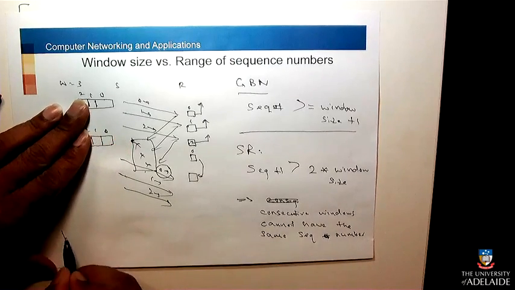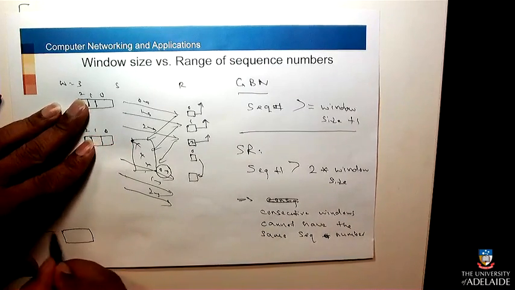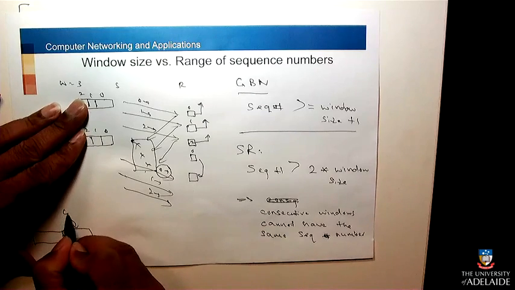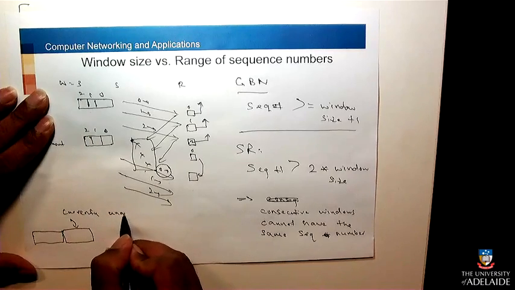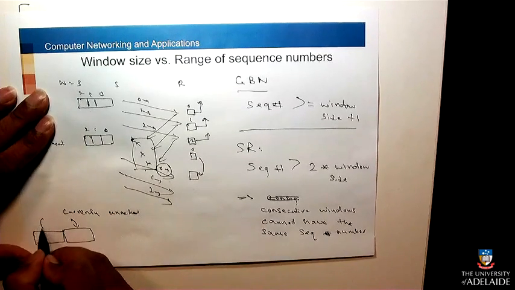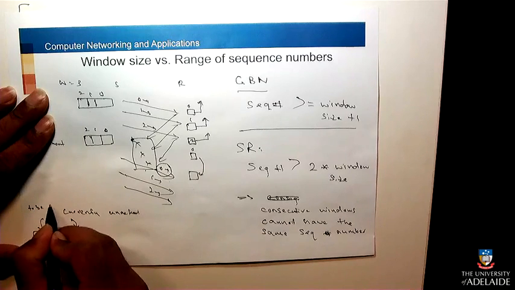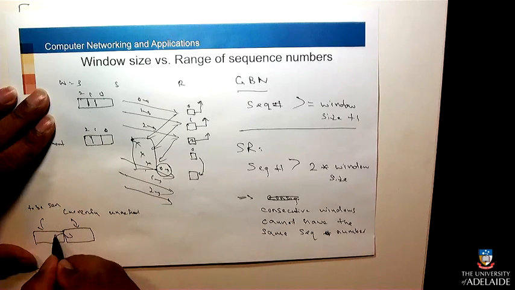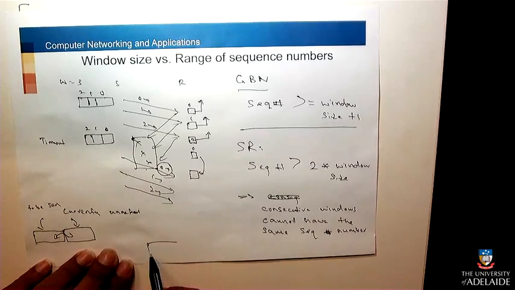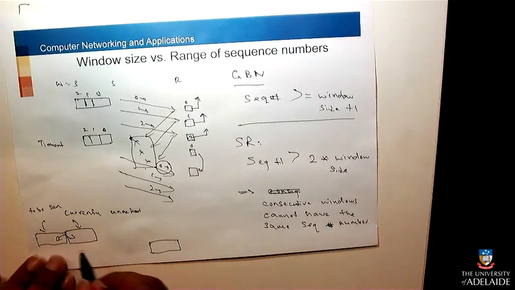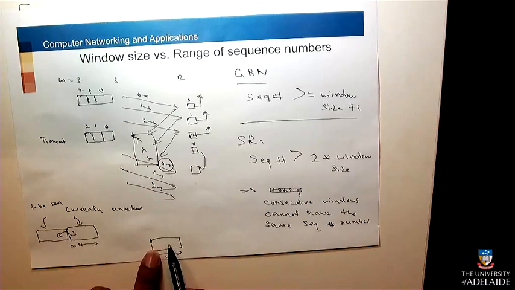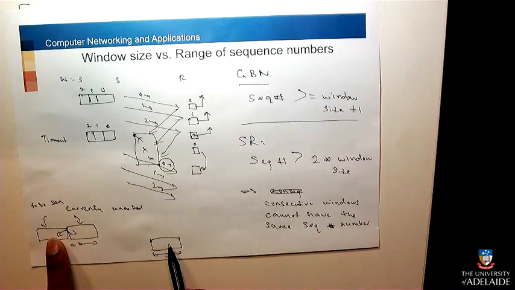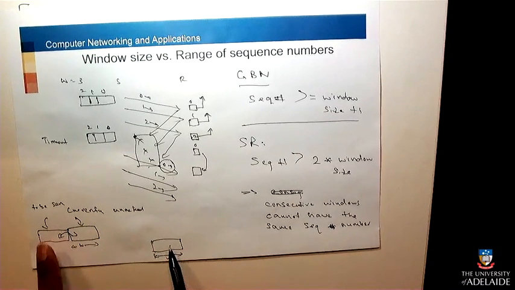So what that means is that you have a window here, but then these are currently unacknowledged, and this is maybe to be sent, right? So remember, receiver has size W. So the receiver needs to be able to tell the difference between this window and this window, right? Okay?